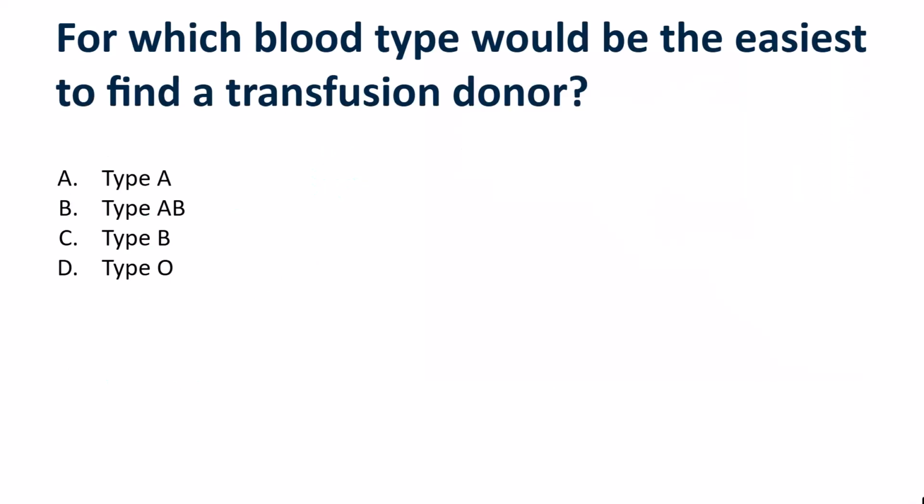Now let's assess our knowledge. For which blood type would be the easiest to find a transfusion donor? Type A, type AB, type B, or type O? Well, we know that type AB is the universal recipient, and so they can receive blood from type A, type B, or type O. Therefore, type AB would be the easiest to find a transfusion donor.